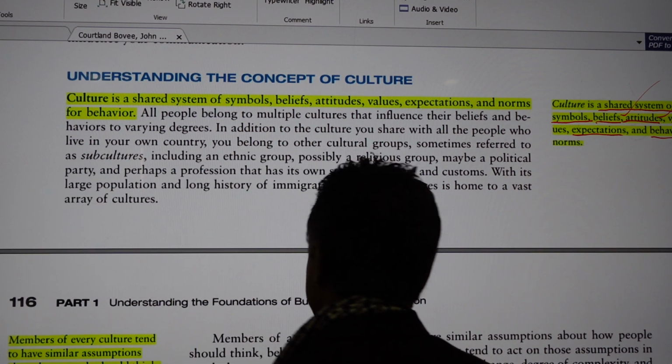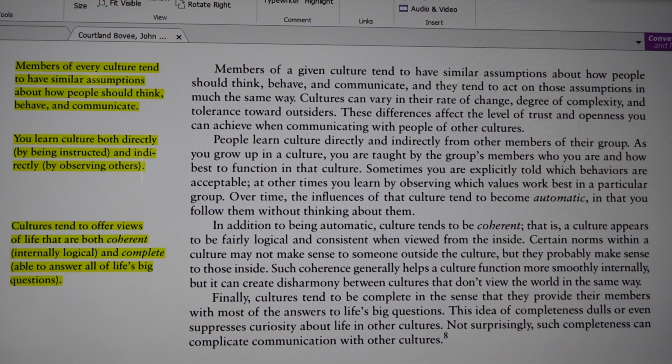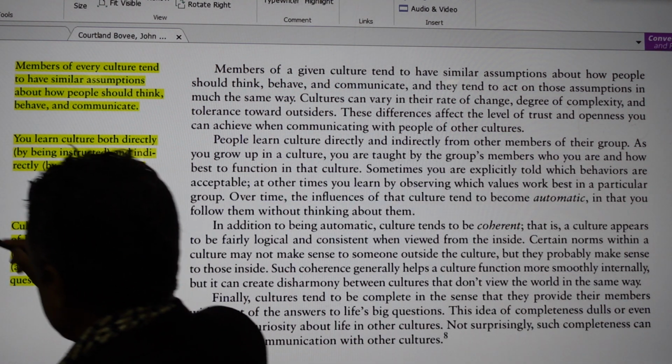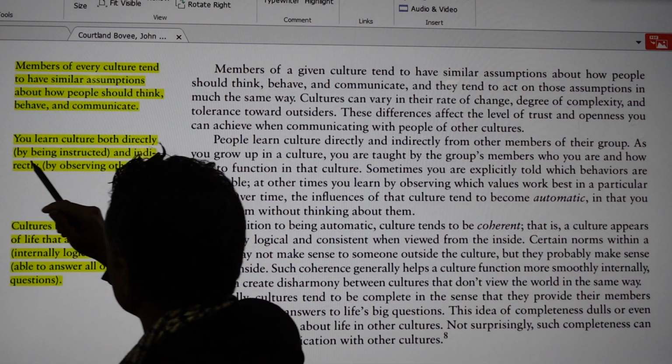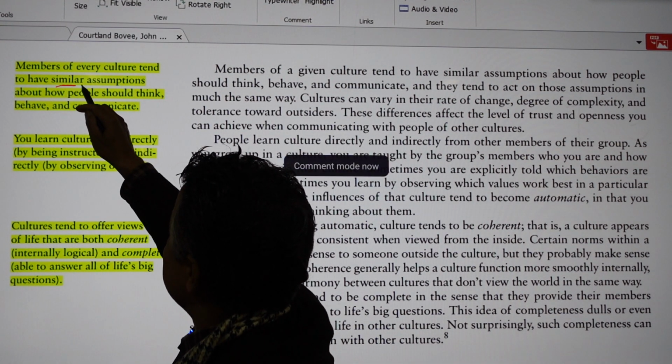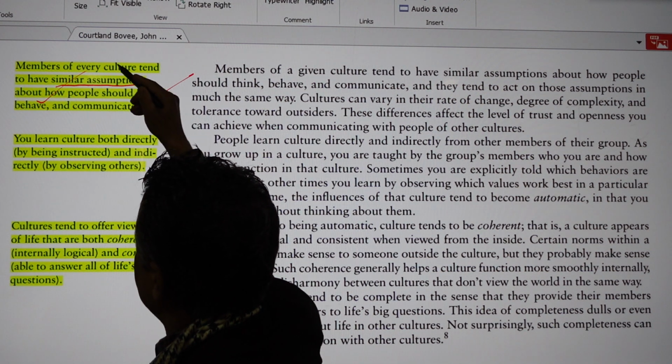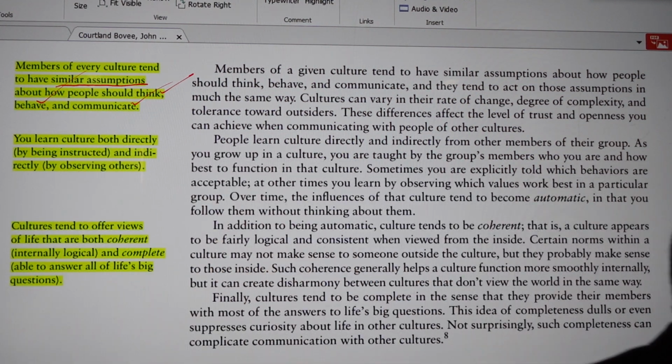Another meaning of culture is, I'm moving quickly, you have similar assumptions about how we should think, how we should behave, and how we should communicate. Look in this class. Girls, look this side. We rarely see a mix of girls and boys, right? Normally. Though times are changing.